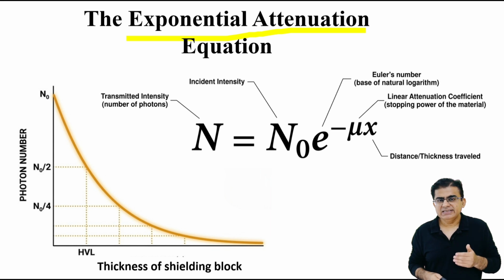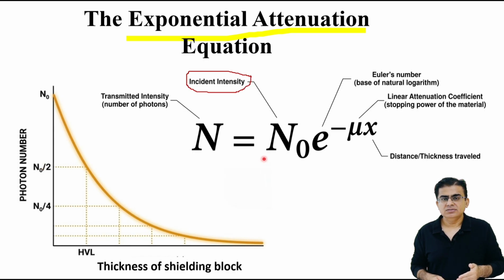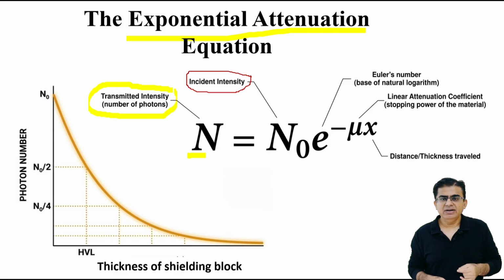First, look at the letter N0. This strictly represents the original incident beam intensity. It is the total number of photons before they enter the shielding block. Next, look at the letter N on the left side of the equation. This represents the final transmitted beam intensity coming out after passing through the shielding block. It is the exact number of photons that have successfully passed through the block.